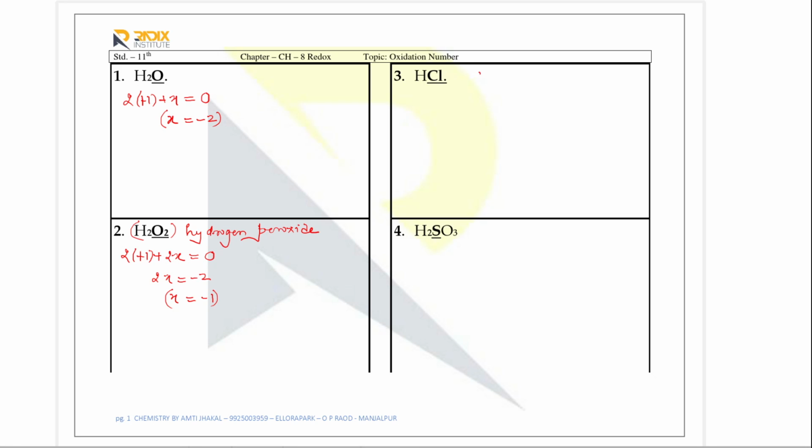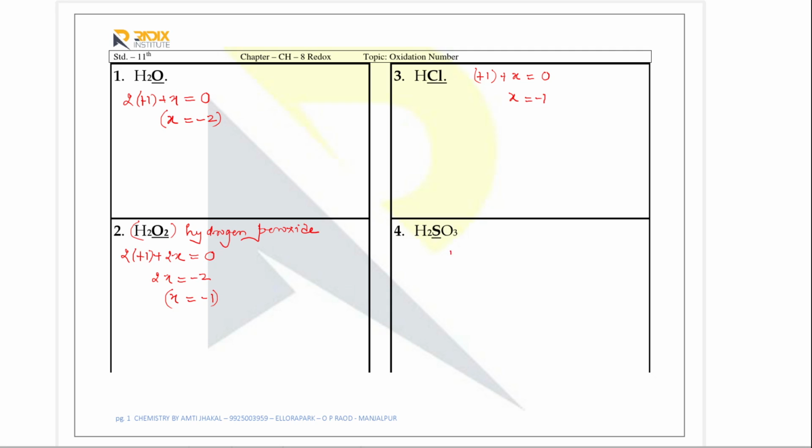HCl, again a simple rule. Hydrogen with any non-metal is always plus 1. Chlorine oxidation number X, and the sum of oxidation numbers is equal to 0. So X is equal to minus 1. The chlorine is in minus 1 oxidation state.